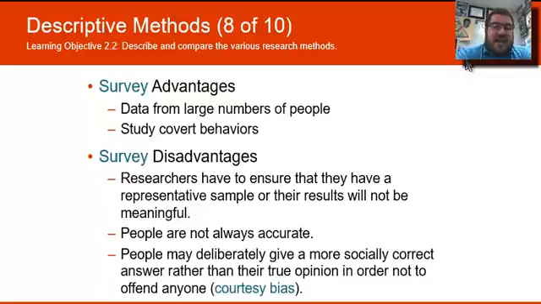You can also gather data very easily from a large number of people. The disadvantages to a survey are that you have to ensure the representative sample is representative of the larger population, or else the results can't be transferred and they won't be meaningful. People are notoriously not accurate, and people also may be guilty of courtesy bias, which is giving a socially correct answer in order not to offend anyone.